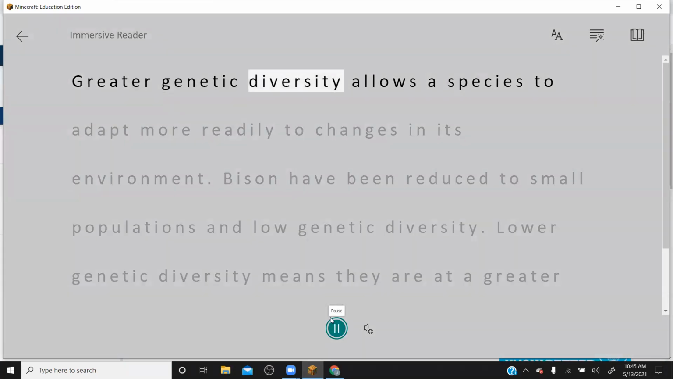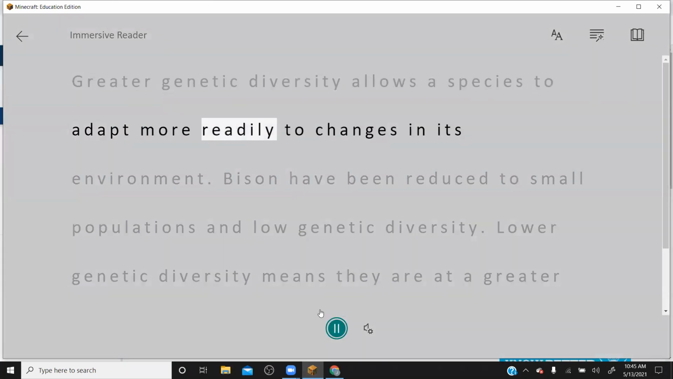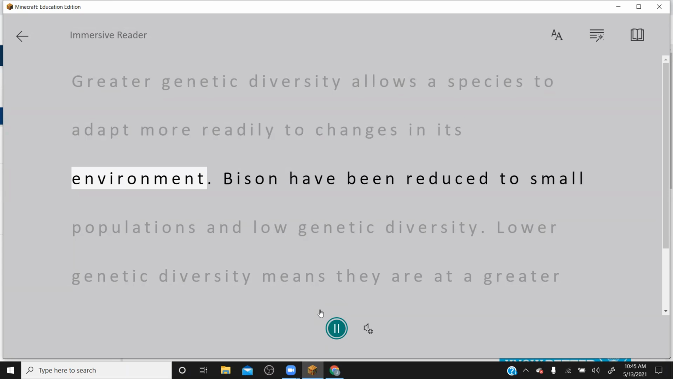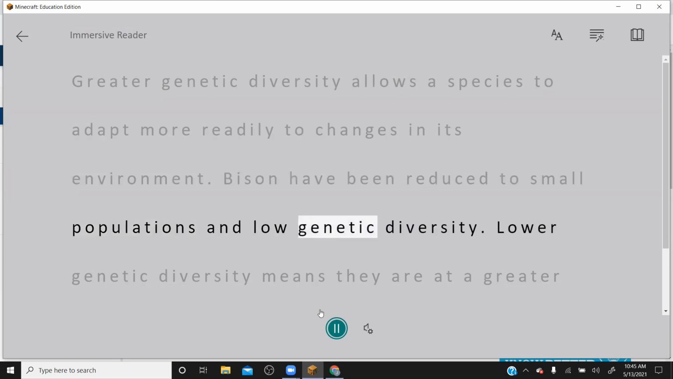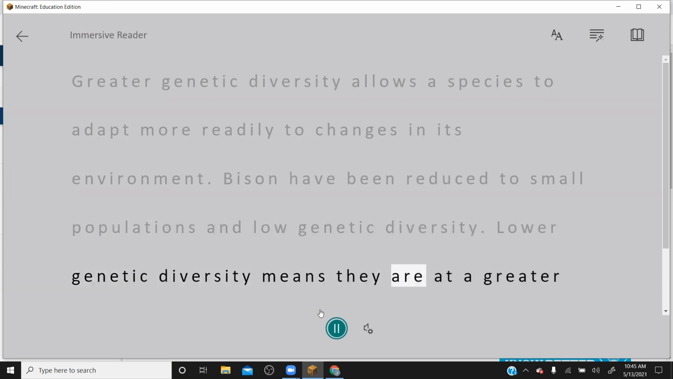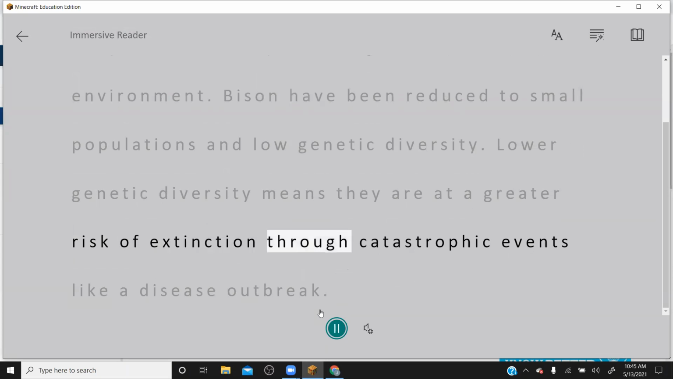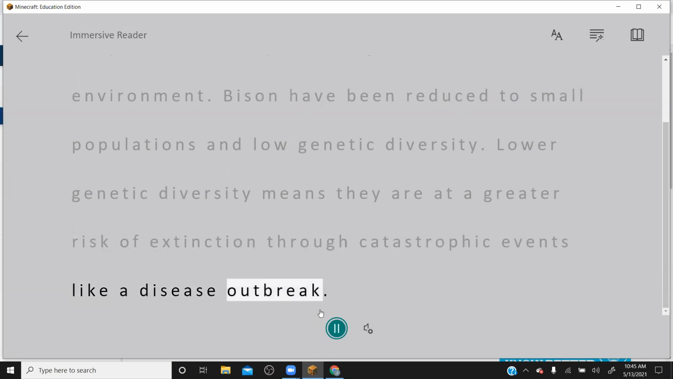Greater genetic diversity allows a species to adapt more readily to changes in its environment. Bison have been reduced to small populations and low genetic diversity. Lower genetic diversity means they are at a greater risk of extinction through catastrophic events like a disease outbreak.